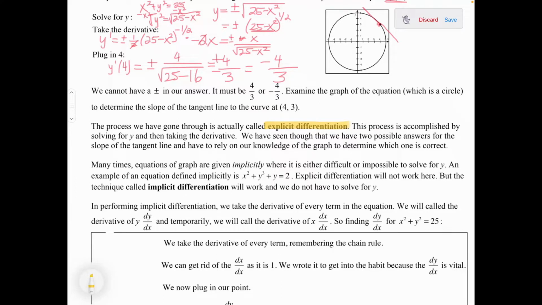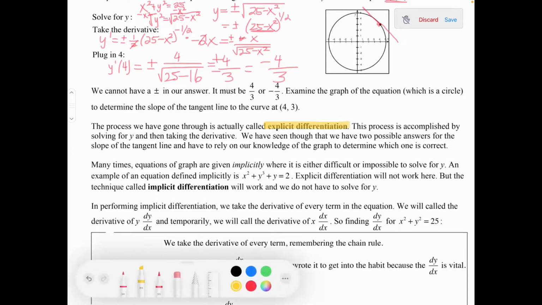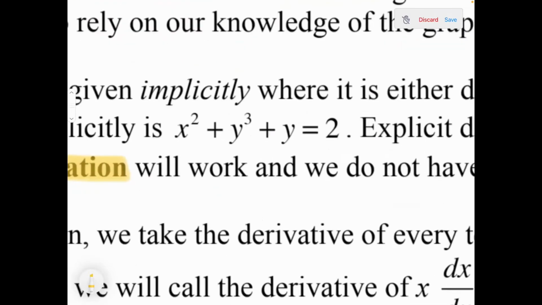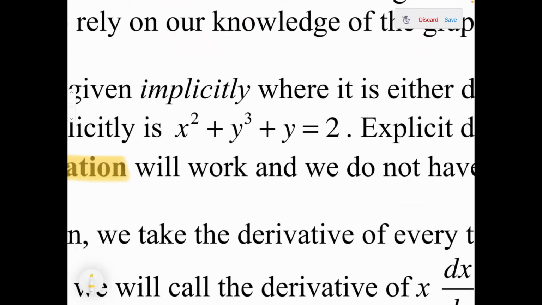We would have to depend on the knowledge of our graph to figure out which one of those to use. Sometimes we're not going to be able to solve for y, and we're not going to know what the graph looks like to determine if we're going to get a positive or a negative answer. So we may need implicit differentiation. Something like x cubed plus y cubed plus y equals 2 minus x squared. Solving that for y would be quite complicated.